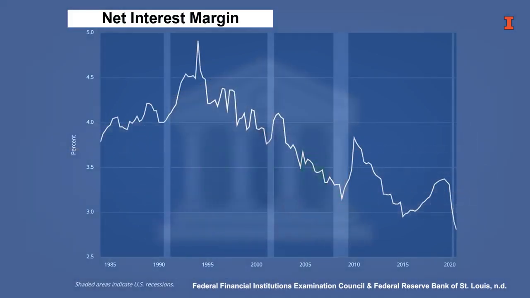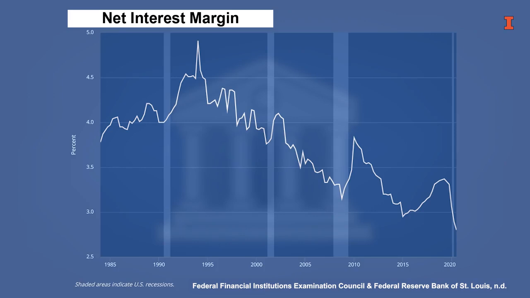This graph shows you the net interest margins of banks in the United States since the 1980s. As you can see, the net interest margin of banks has decreased over time. At the same time, you can see that the net interest margin significantly increases around 2010, when the Federal Reserve cut the federal funds rate to zero for the first time.